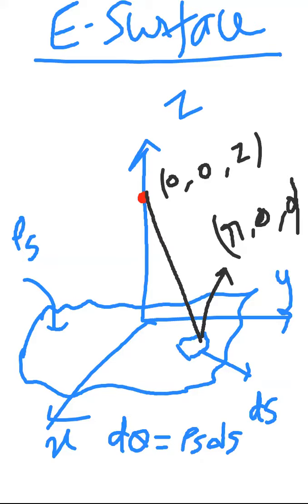So once you know these 2 points, this point and this point, what will be the direction of your electric field? The direction of the electric field will be in this way. Generally, this is the source, and this point is called the observation point.